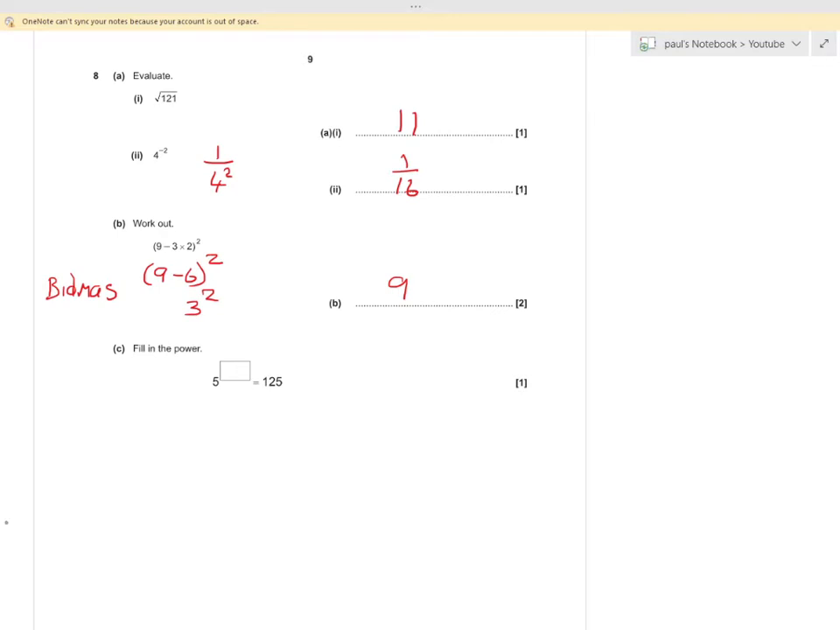Fill in the power. 5 cubed. 5 times 5 times 5.